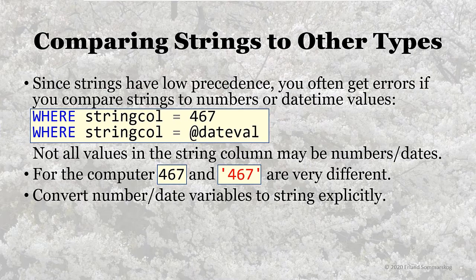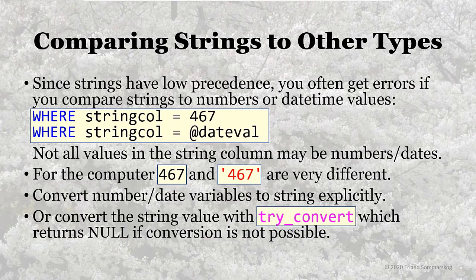So the way to work around this is to convert number or date variables to string explicitly to make the comparison, or use TRY_CONVERT to avoid the errors. But just comparing a string to some other data type is likely to go bad at some point.